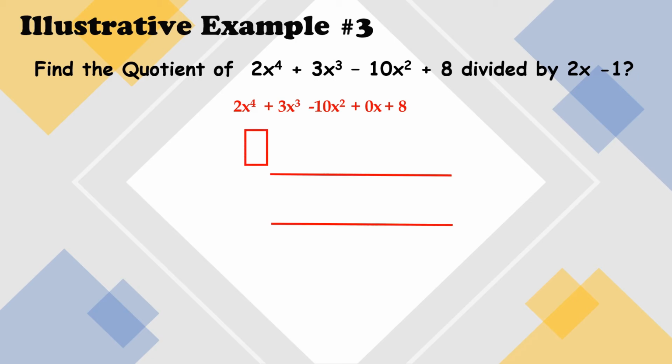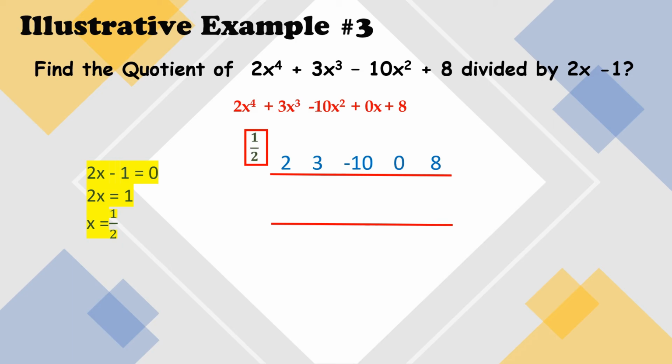After this, we set up our synthetic division using 3 rows of numbers. Then on the first row, we're going to put the numerical coefficient of each term of our dividend. So we will have 2, 3, negative 10, 0, and 8. Then we look for our synthetic divisor by equating our divisor to 0. So 2x minus 1 is equal to 0, 2x is equal to 1. Dividing both sides by 2, we will have x is equal to 1/2. So our synthetic divisor is 1/2.